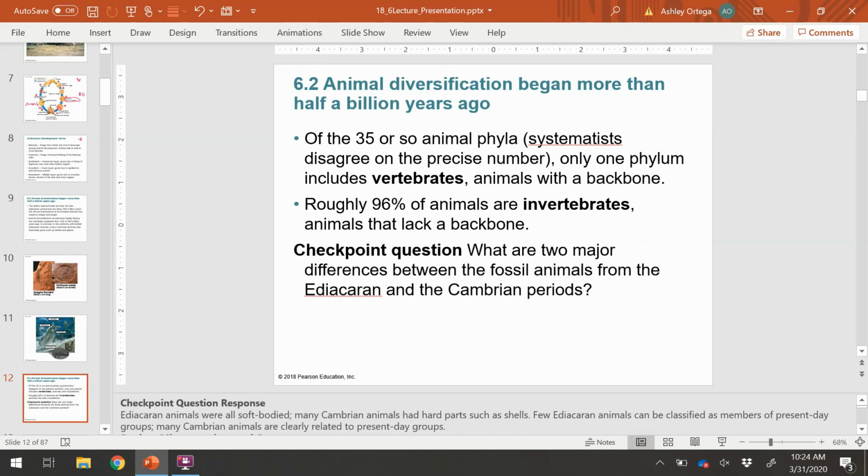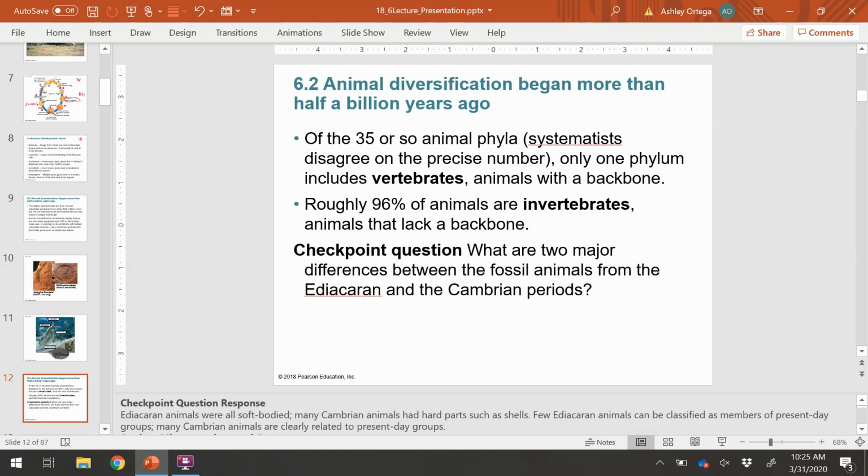And so looking at animal diversification, there's about 35 phyla. Some systematists disagree on the precise number, and only one of these phyla includes vertebrates that have a backbone. And so roughly 96% of the animals are invertebrates, animals that lack a backbone. As we'll see here, most of the classification of the invertebrates you'll be familiar with, and some of them are probably entirely new to you, but overall most of the classification of animals are actually invertebrates, not vertebrates.